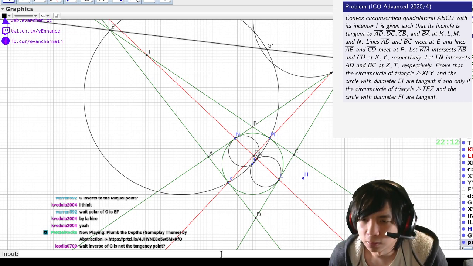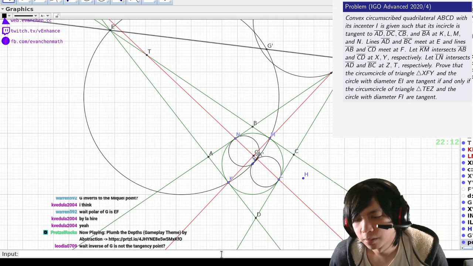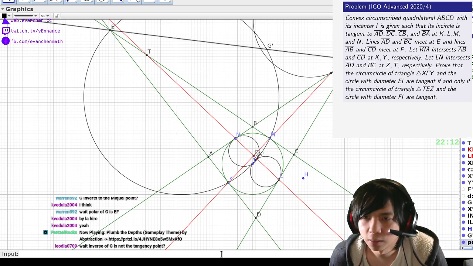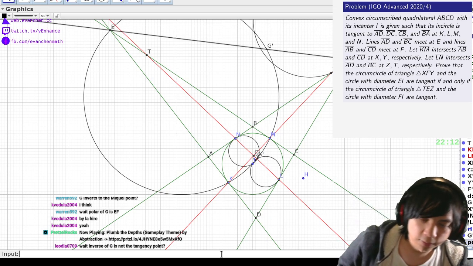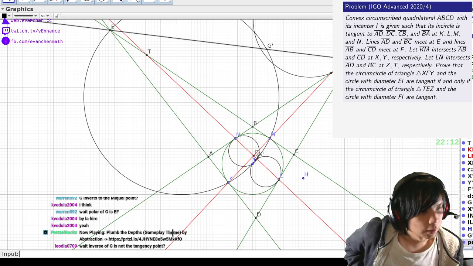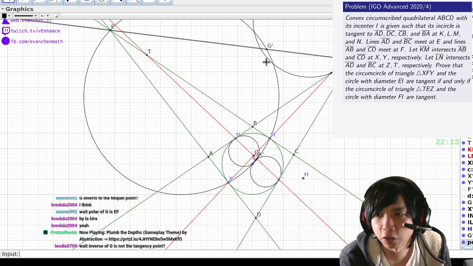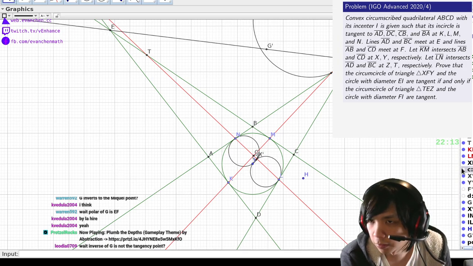Think. What are X and Y? So G prime always lies on EMK because of inversion. Inverse of G is not the tangency point? It is. Or like if they're tangent. So the claim we're trying to prove right now. Let me hide this. What is this one?